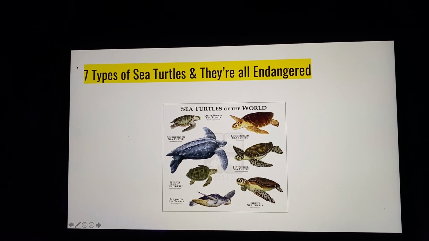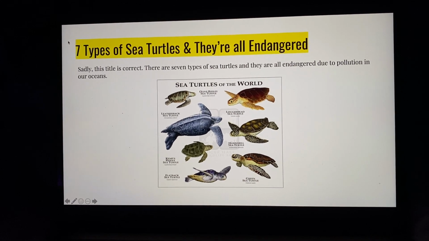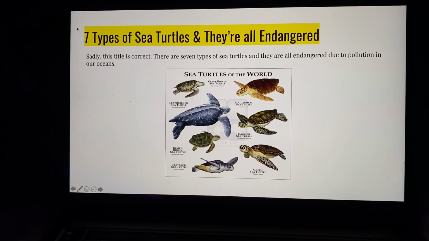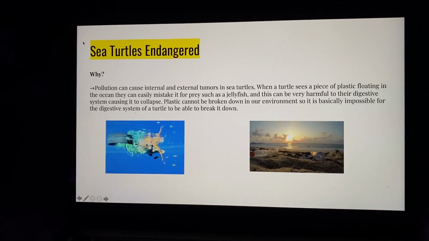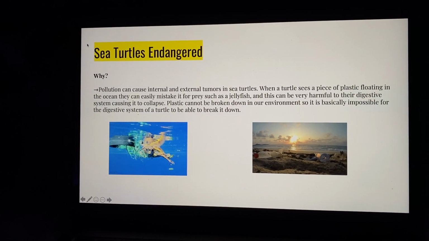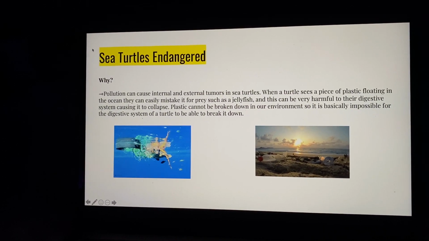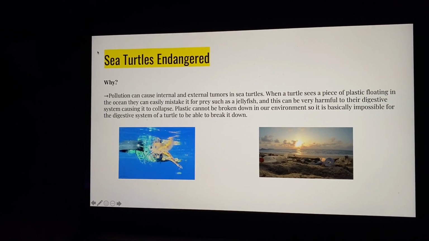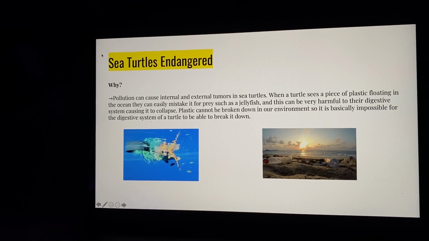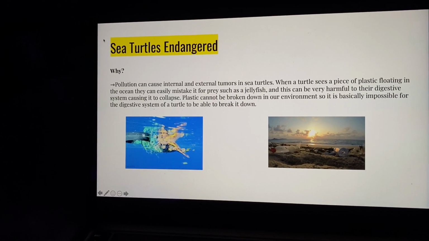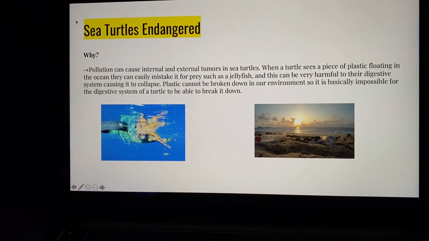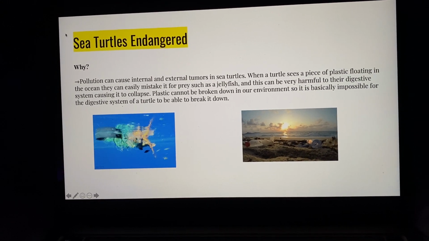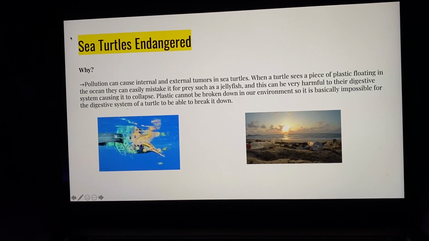There are 7 types of sea turtles, and they're all endangered, and sadly, this title is correct. All of these turtles are endangered due to pollution in our oceans. Why are sea turtles endangered? Because pollution can cause internal and external tumors in sea turtles, and when a turtle sees a piece of plastic floating in the ocean, they can mistake it for prey, such as a jellyfish, and this can be very harmful to their digestive system, causing it to collapse at times. And plastic cannot even be broken down in our environment, so basically it would be impossible for a turtle's digestive system to ever be able to break down plastic if they were to eat it.